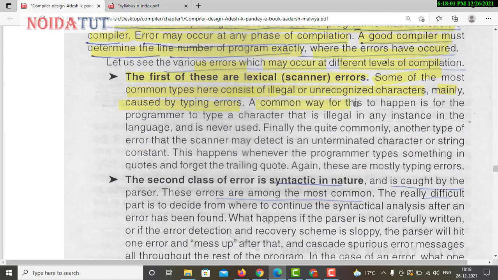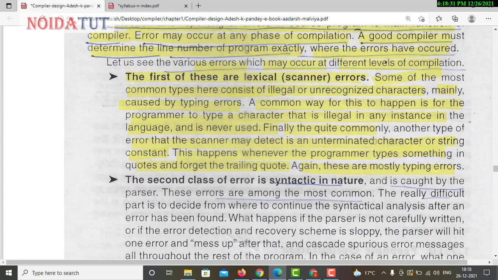A common way for this to happen is for the programmer to type a character that is illegal at any instance in the language and is never used. Finally, quite commonly, another type of error that the scanner may detect is an undetermined character or string constant. This happens whenever the programmer types something in quotes and forgets the trailing quote. Again, these are mostly typing errors.